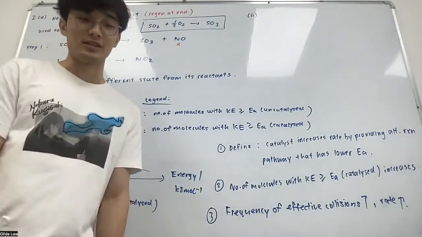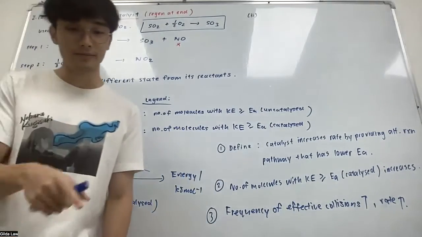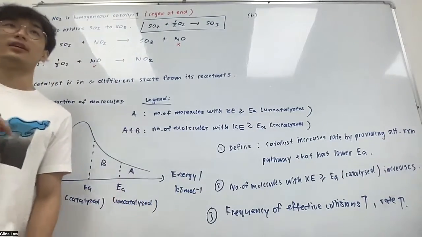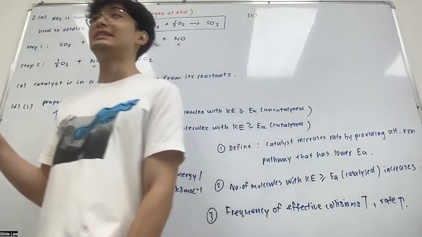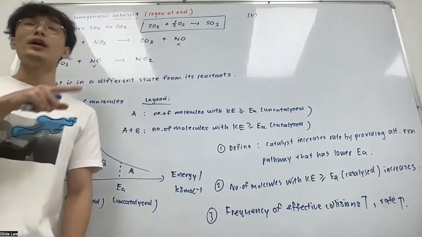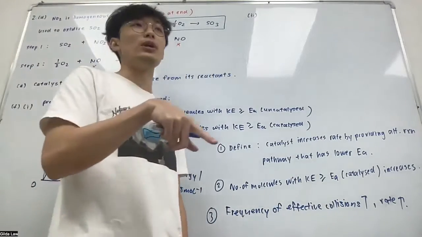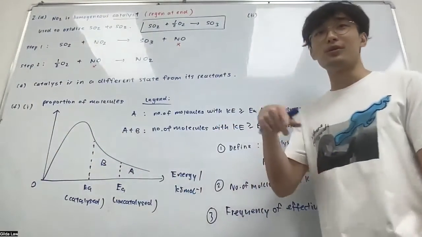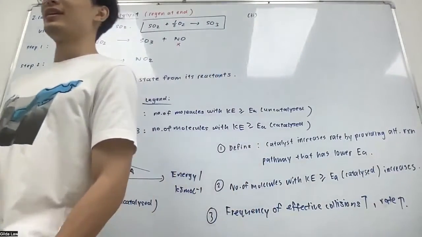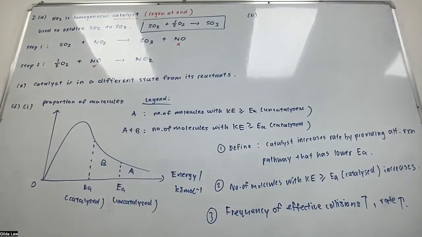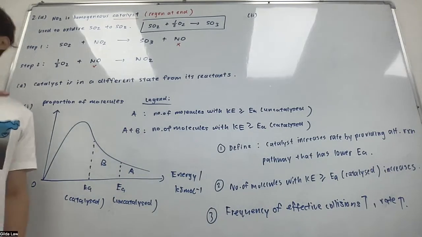Okay, let's just discuss the answer for part 2. Again, how does a catalyst affect the rate constant? It will lower the activation energy, then consequently what does it do to the rate constant? Increase or decrease? Okay, it will increase, right?